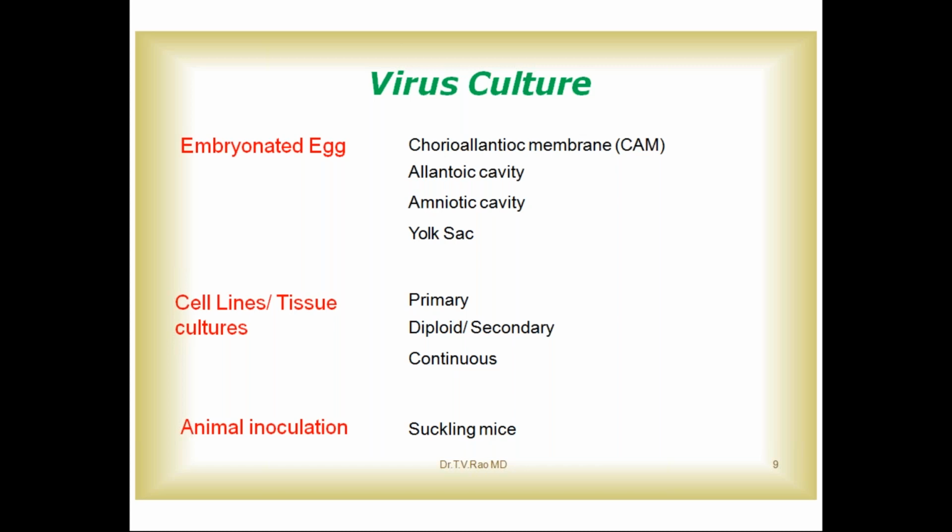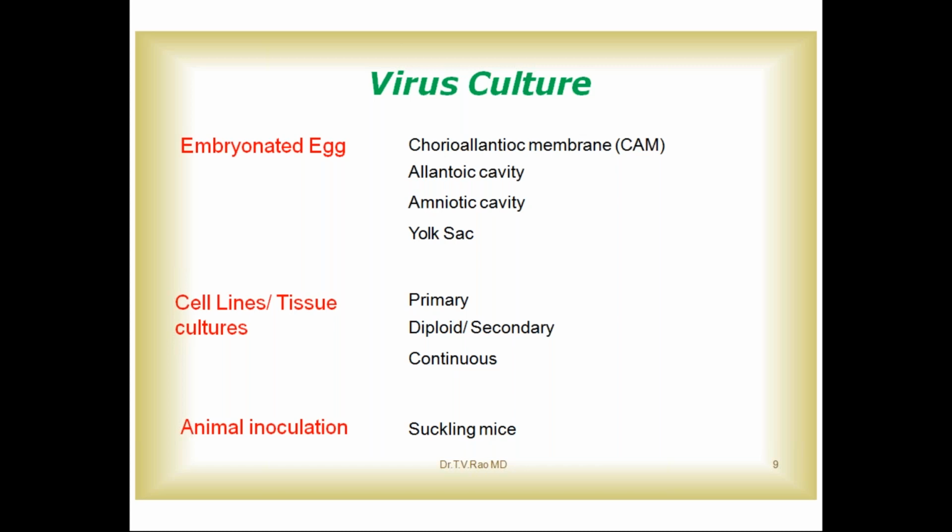Not only that, there are other viral isolation techniques like primary cell cultures, diploid and secondary cell cultures, and continuous cell cultures. Animal inoculation is also used. Suckling mice are an example for inoculation. Not only suckling mice, but some other animals like guinea pig, rabbit, chimpanzees, etc.